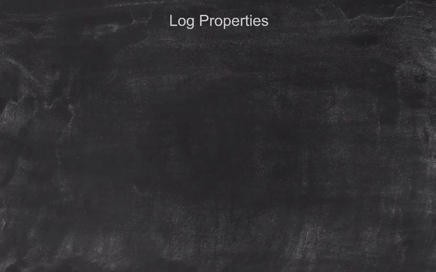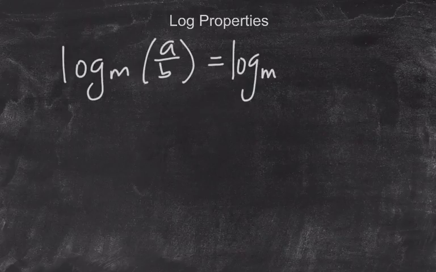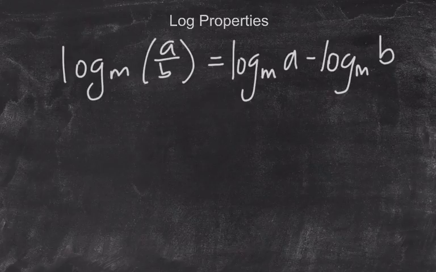The quotient property says log base m of a divided by b equals log base m of a minus log base m of b. This is similar in a lot of ways. Again, we are able to combine two log expressions that have the same base into a single log expression.